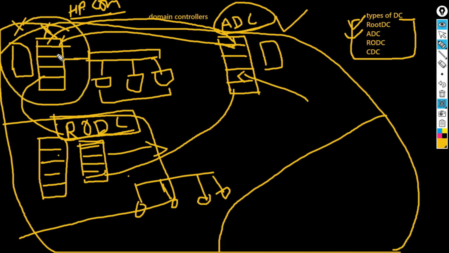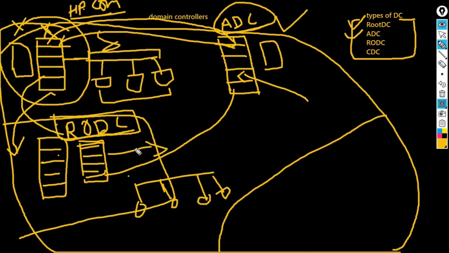Here we have to pre-create the read-only domain controller. At that time, it will ask which user you want to give permission to log in over there. So we give one user, like the user Santosh. Santosh, I am giving login permission to RODC. So only Santosh can log in to RODC. Other users cannot log in. Even the administrator cannot log in, because the administrator does not share the password.